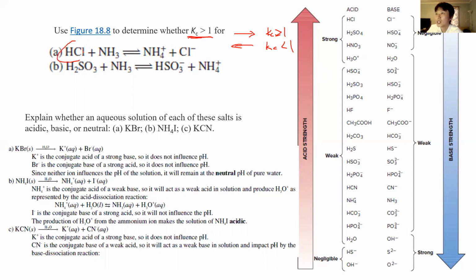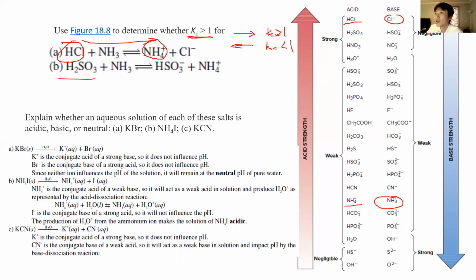For HCl and the ammonium, these are the acids. HCl is here, ammonium here. HCl is stronger, so the reaction prefers the right, so Kc is greater than 1. Or, if you want, you can compare the bases. The base is here, chloride is here, so this is a stronger base, so the reaction proceeds to the right.